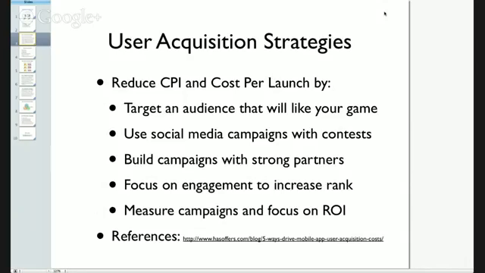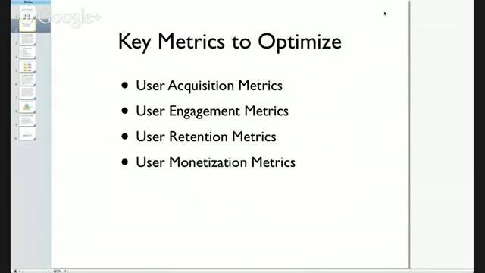That's why we wanted to make sure that everybody was on this call, because user metrics and how to optimize them is one of the most critical things that the whole team needs to understand. I'll just back up for a second. The key metrics to optimize are user acquisition metrics, user engagement metrics, user retention metrics, and user monetization metrics. With acquisition, you're just trying to keep the costs low. You want as many users as possible at a low cost.